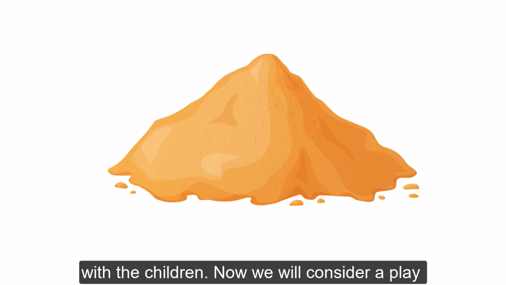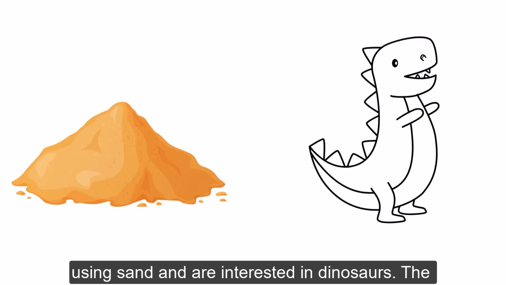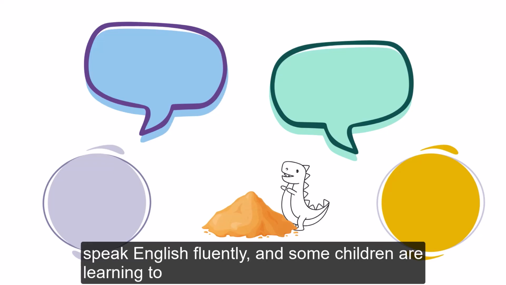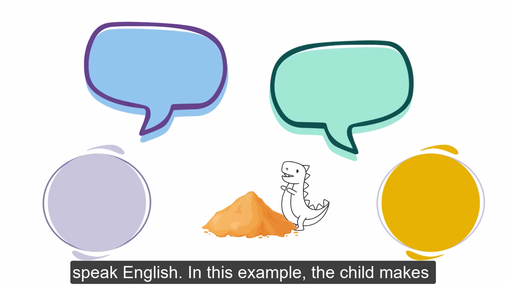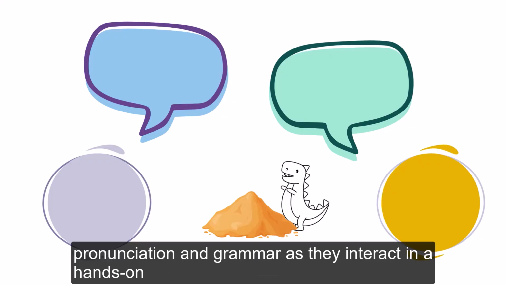Now we will consider a play scenario at a sand tray. Here the children enjoy using sand and are interested in dinosaurs. The adults and children chat as they play. Some children speak English fluently and some children are learning to speak English. In this example, the child makes some errors and the adult models the correct pronunciation and grammar as they interact in a hands-on manner.